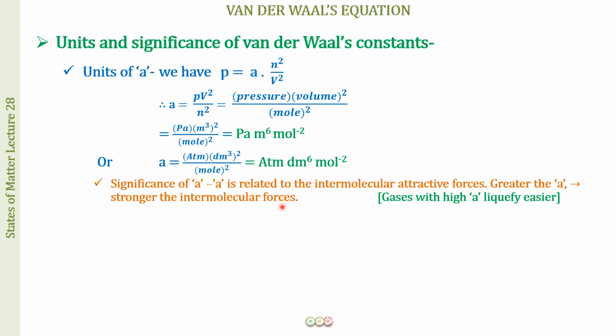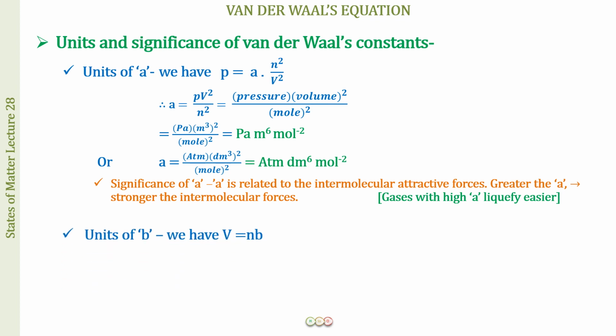So a gas which has a high A will be able to liquefy easily. Okay, so if in your examination the values of A are given for various gases and you are asked which gas will liquefy easily, then you have to choose the gas with the higher value of A.